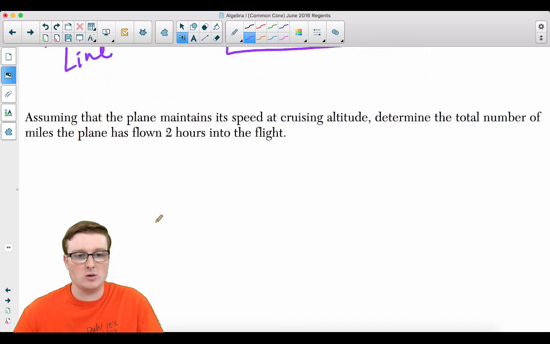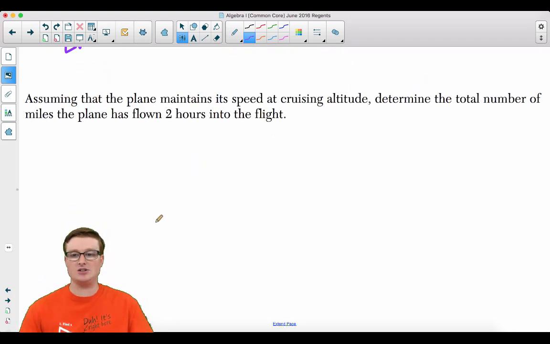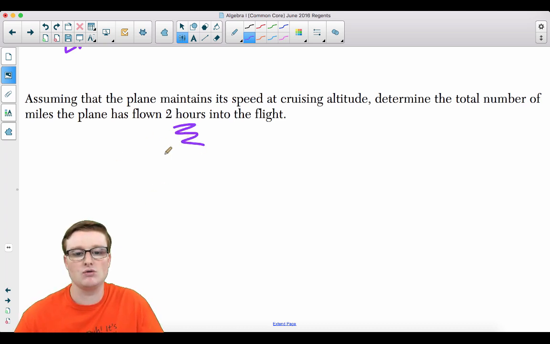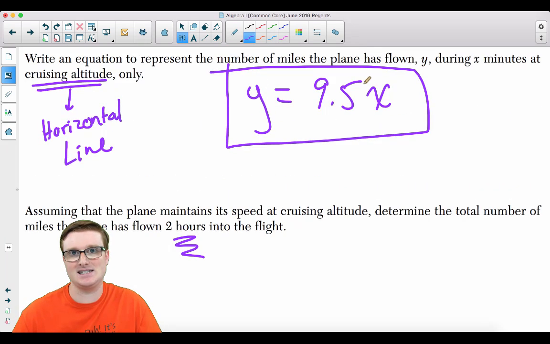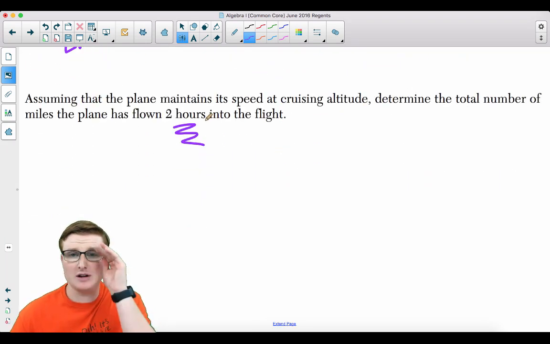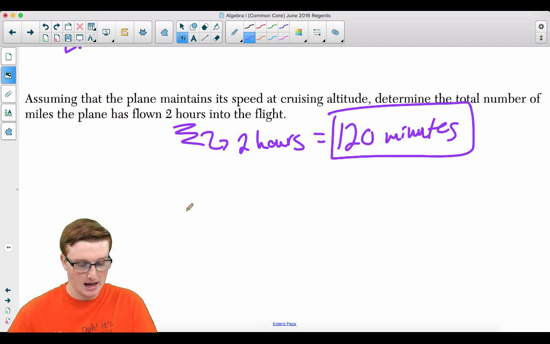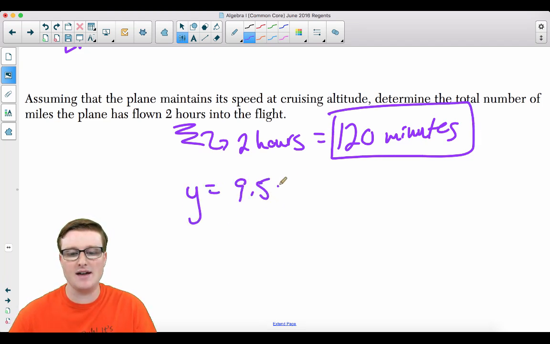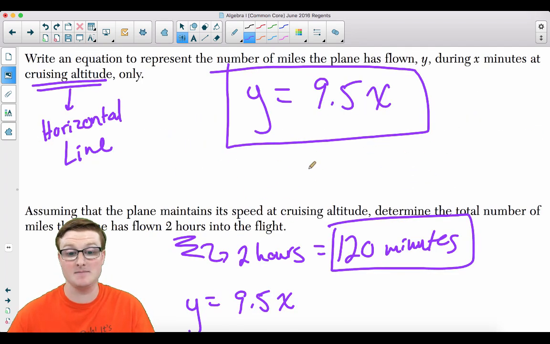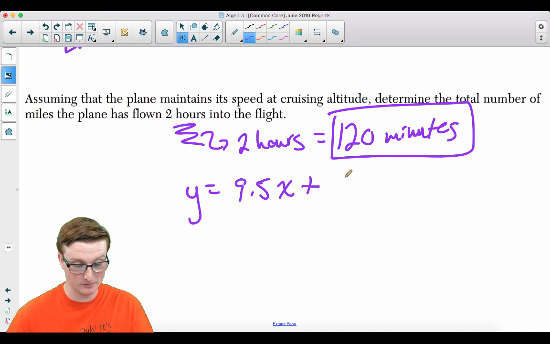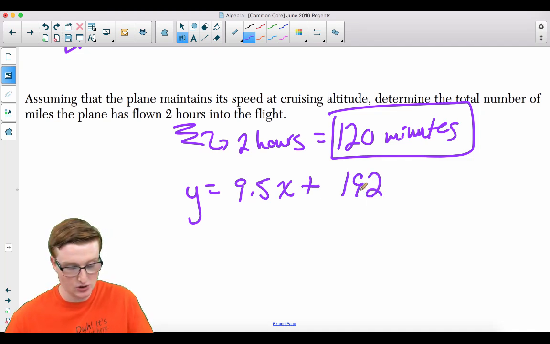Then another follow-up question. Assuming that the plane maintains its speed at cruising altitude, determine the total number of miles the plane has flown 2 hours into the flight. So remember that this is miles per minute. This is why I was thinking of hours, because I knew what was coming. So in 2 hours, 2 hours is equivalent to 120 minutes. Because if you take 60 minutes and multiply it by 2 hours, that gives you the total amount of minutes. So we get y is equal to 9.5x, which is right here, plus an additional 192 miles.